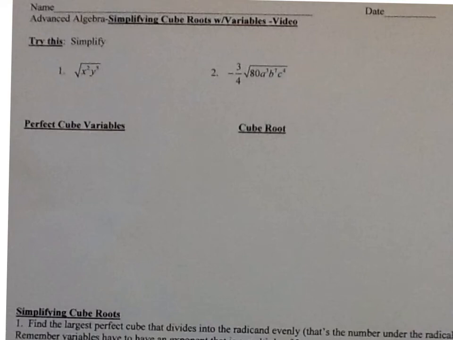So today what we're going to be working on is simplifying cube roots with variables. Okay, so I want you to take a look at the try this, which is simplifying square roots that have variables. Remember, I'll write this down for you. You can write it down on your paper. When you are simplifying square roots, write this down, remember.